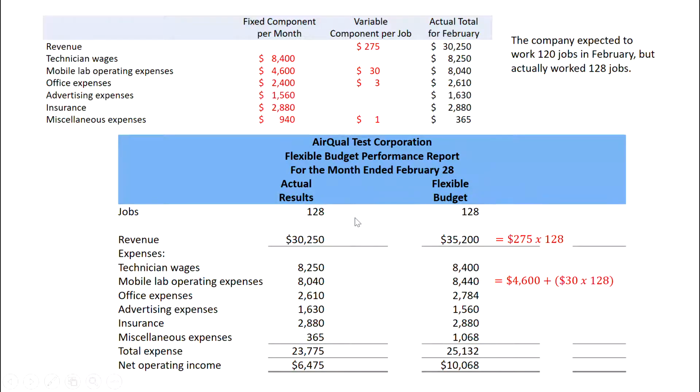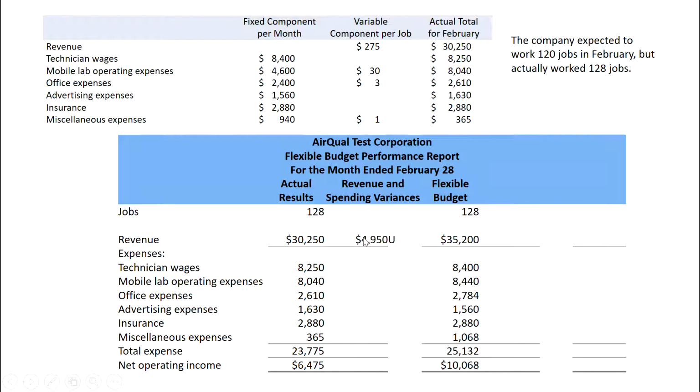So let's go ahead and take a look at what variance this would calculate if I compare actual results to flexible budget results. Well, it would be called a revenue variance if we're comparing actual revenue to flexible budget revenue. And it would be called a spending variance if we're comparing an actual expense to a flexible budget expense. So same comparison, just different terminology depending on if we're talking about revenue or expense.